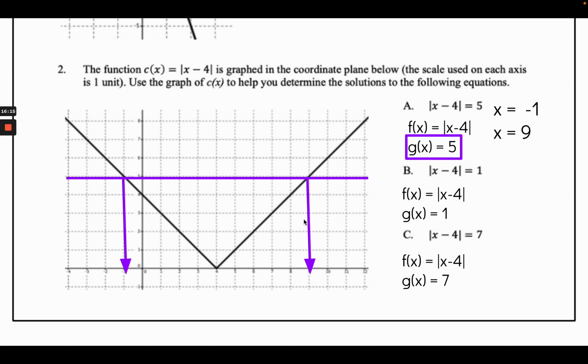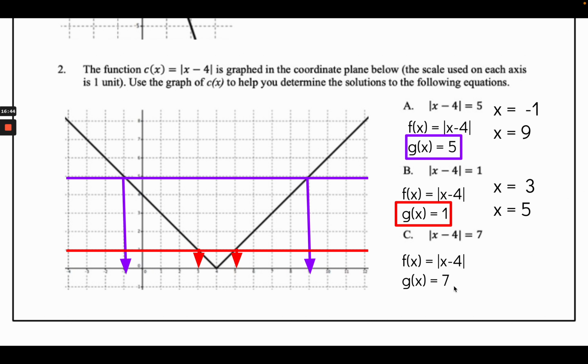Okay, choose a different color, or you actually should have already done this. It's going to be g of x equals positive 1. I'm going to draw the positive 1 line. And I'm going to identify where is the point of intersection. Point of intersection is right there. Two spots. Here at positive 3 and at positive 5. So positive 3 and positive 5. So I'm going to write my answers as x equals 3 and x equals 5.